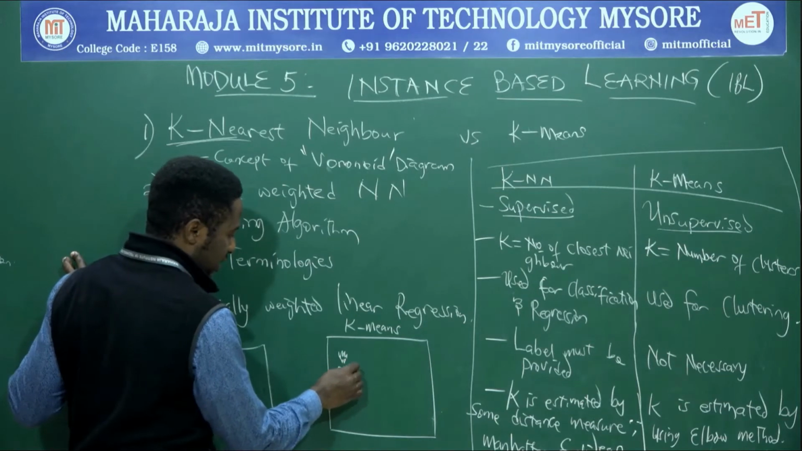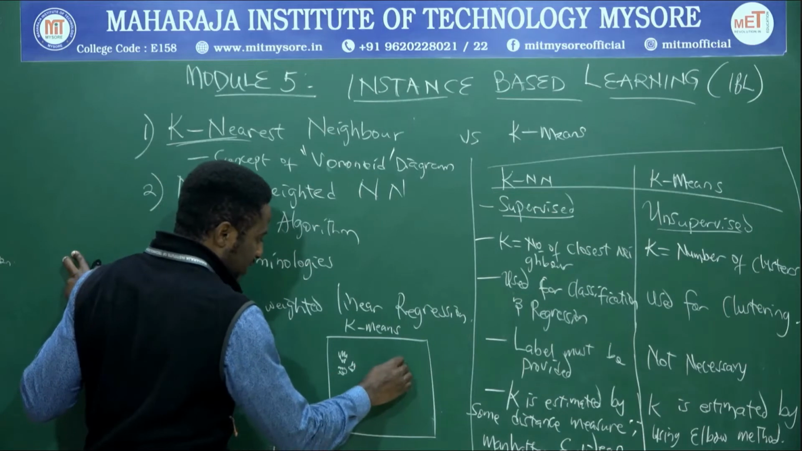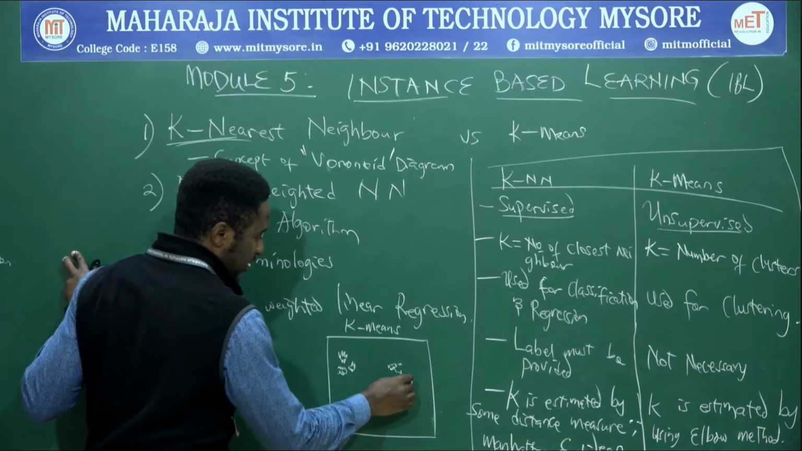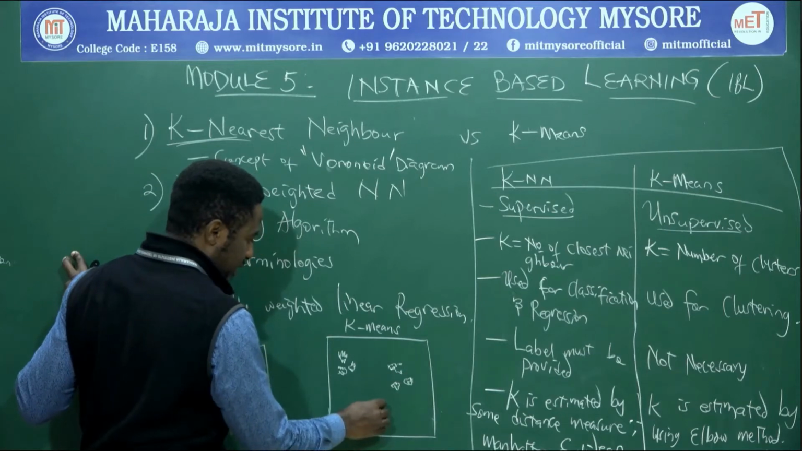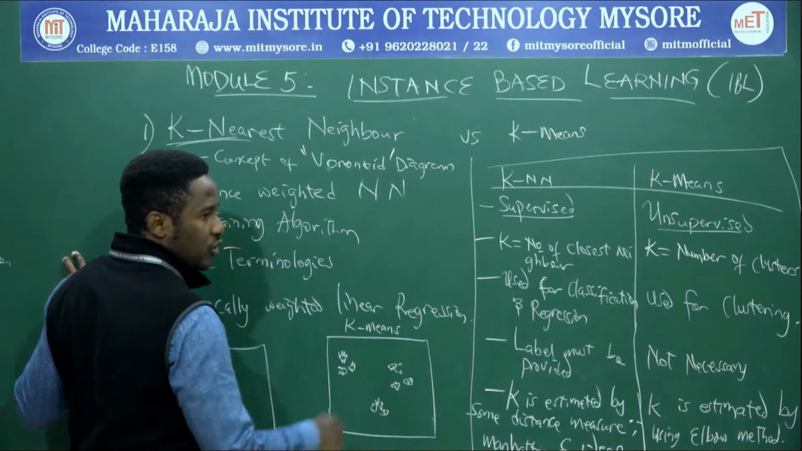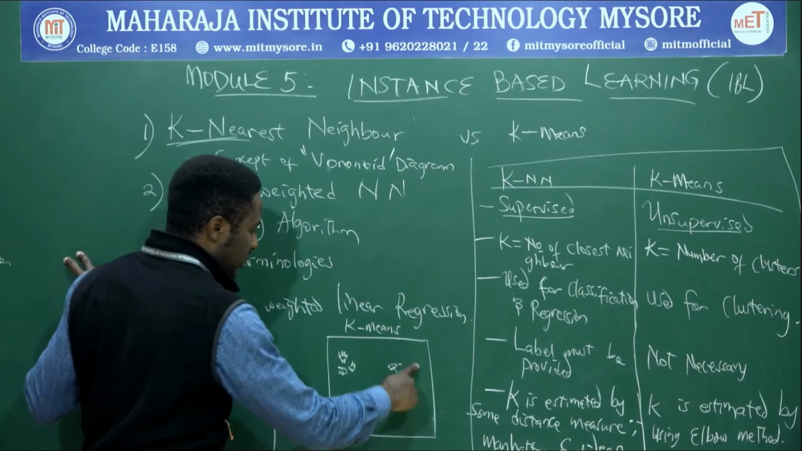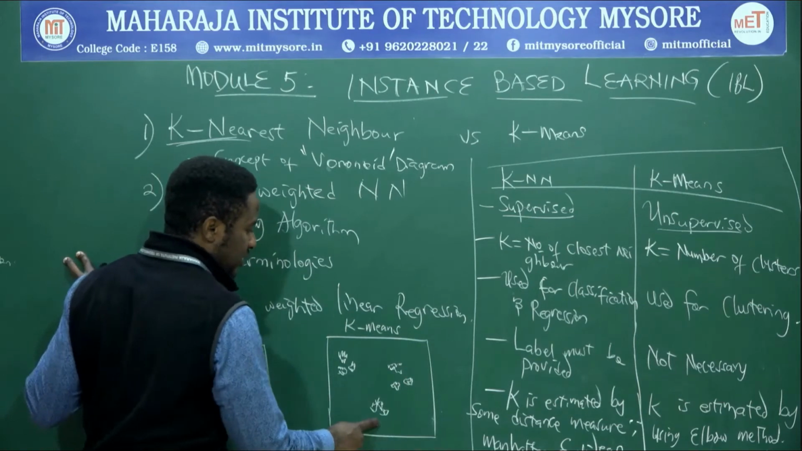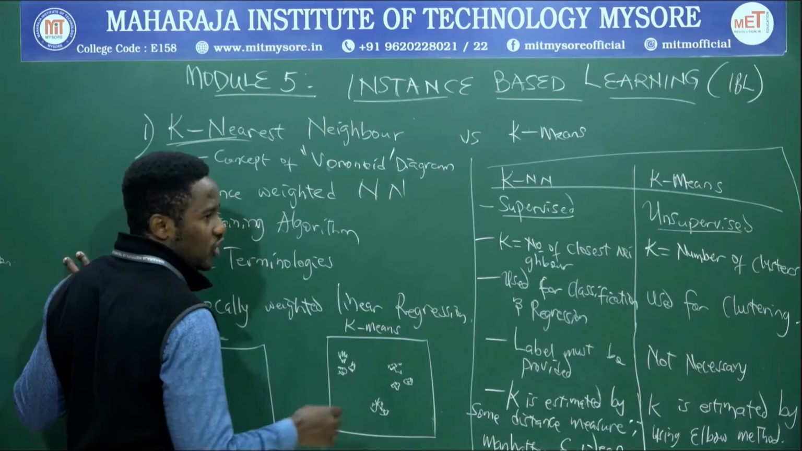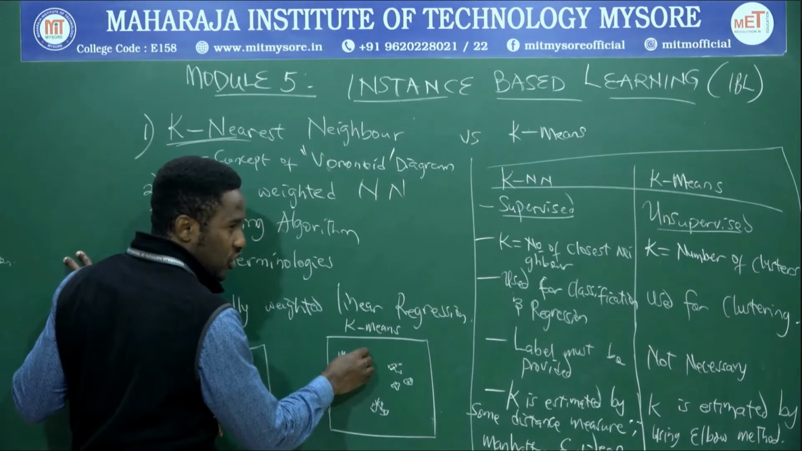This is another flower, something is there. Then another flower is here. Some flower is there, another flower is there. So these three, maybe we call this iris setosa, iris versicolor, iris virginica, right? Now a new species comes, maybe which lies here.